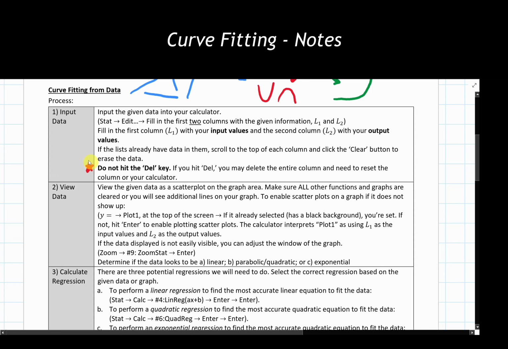When we are going through and deleting data in sets of columns, and we'll see those here in a little bit, do not hit the del key in the graphing calculator. It's also known as the delete key. What that will do is delete an entire column of data, and the only way to get that back, best that I have been able to find, is by resetting the entire calculator.